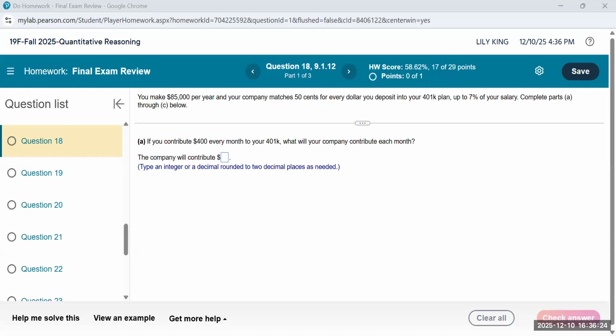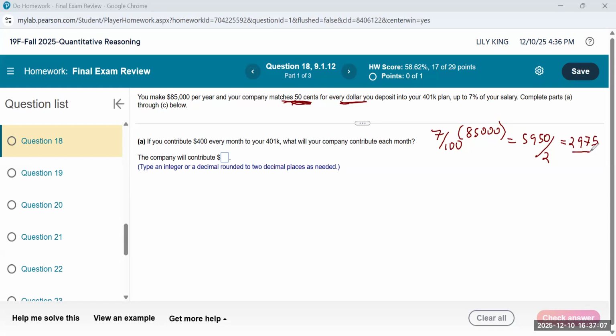Now here we have 7% of your salary. So if you take 7% of $85,000, you have 5,950, and then you take half of that. For every dollar you contribute, the company is matching with 50 cents. So if you take half of this amount, it gives you the amount the company will contribute on your behalf at the end of the year.